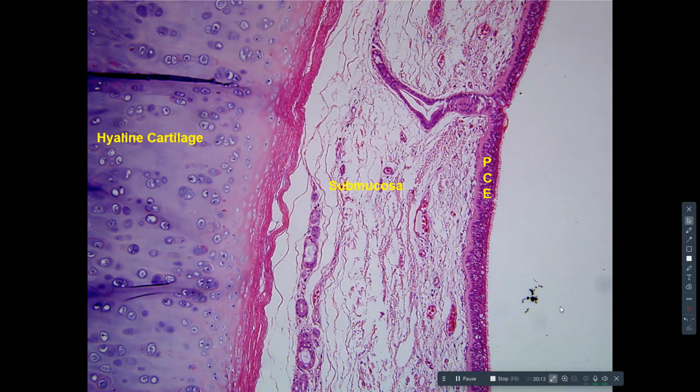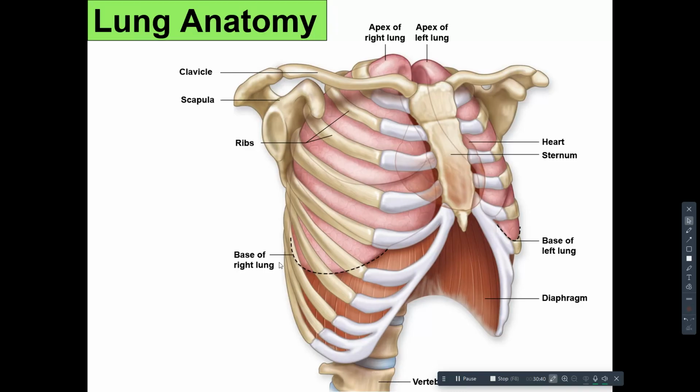If we zoom in on the histology of the trachea, we see that pseudostratified ciliated columnar epithelium with occasional goblet cells. Here's the submucosa. We've got glands in it, as well as blood vessels and connective tissue fibers. Then down here is our hyaline cartilage, which is giving the trachea support and preventing it from collapsing. And with that, we are done with the trachea.